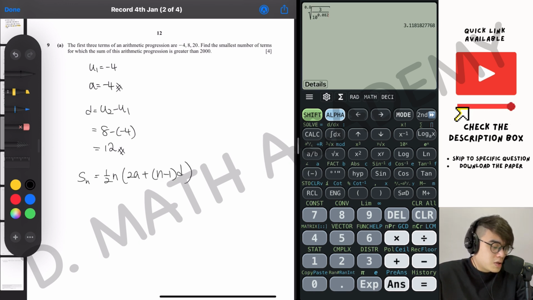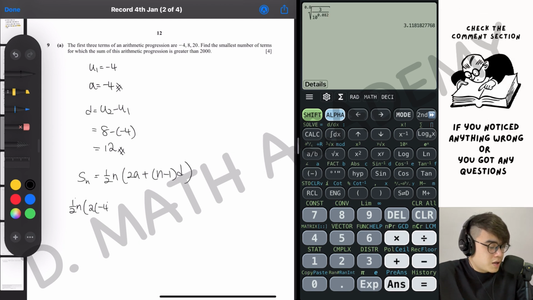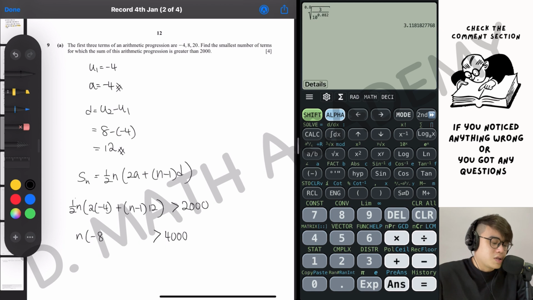Okay, so they wanted it to be greater than 2000, so that remains unchanged, but our 2 here will be multiplied with negative 4. Our n remains unchanged, but we have a 12 here, and they wanted it to be greater than 2000. So the first thing that I got rid of was actually the 1 over 2 at the front. The 1 over 2 will be making the 2000 at the back into 4000, because divide becomes multiply at the back. And then plus 12n minus 12.